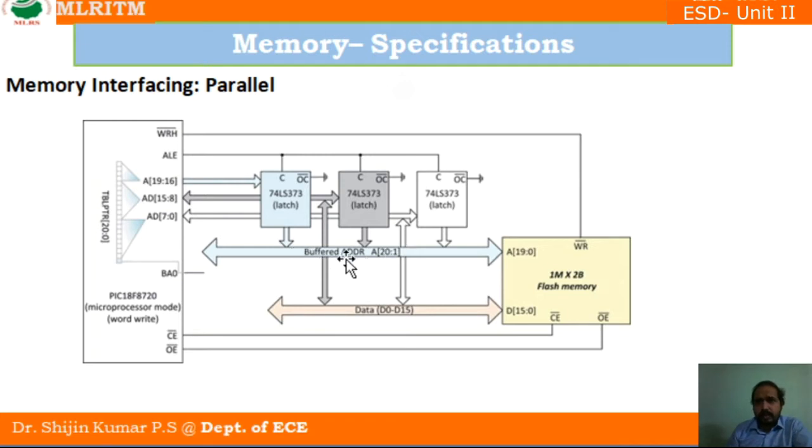Here we are using a buffer also. What is the peculiarity of a buffer? If you are connecting a slow speed device with a high speed device or vice versa, to compensate the speed we have to use a buffer in between. Here a flash memory is used and a parallel connection is made between the processor and the memory. So this is a typical memory interfacing using parallel interface.